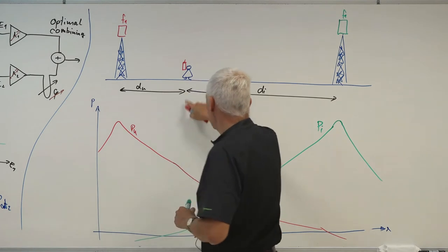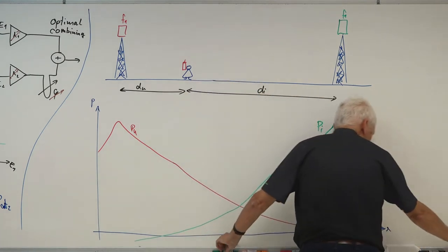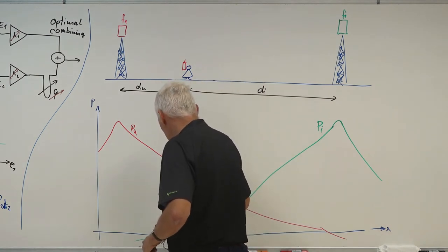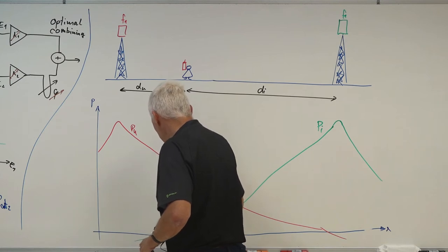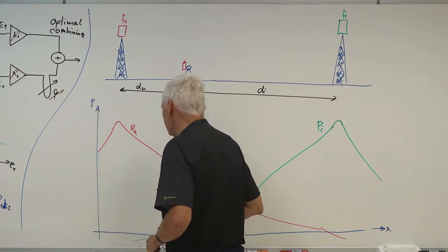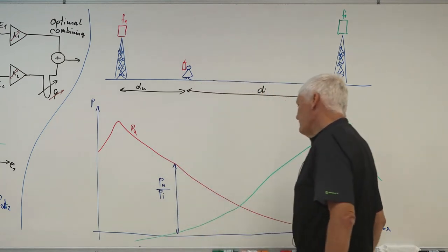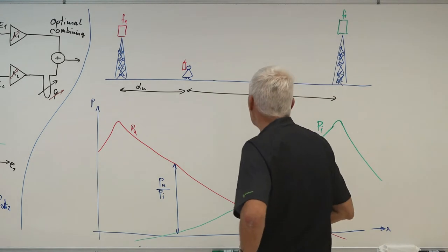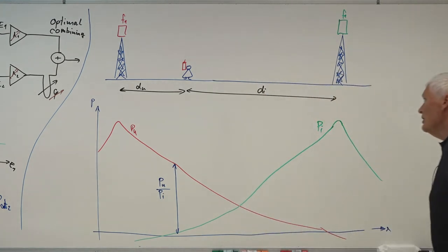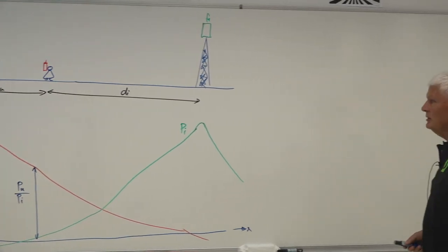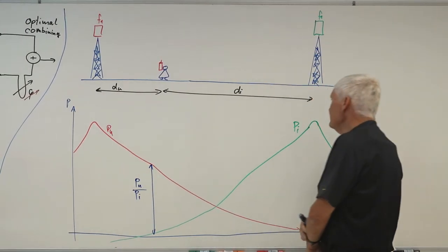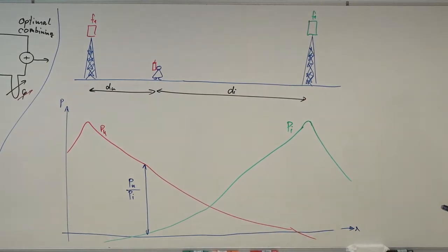So at my useful range here, I should define what is now the ratio between the two. The ratio of the P useful over P interference. This should be above a certain value to make things work. And in this way, I can decide at what distance I could install the next base station using the same frequency channel, not to interfere with this one, if I know this value here.